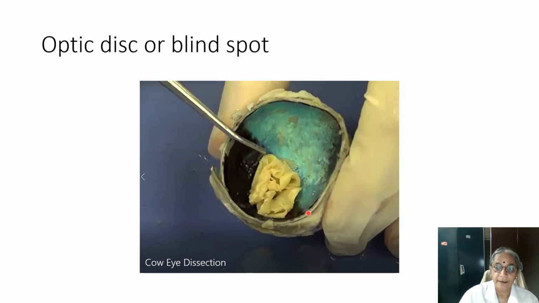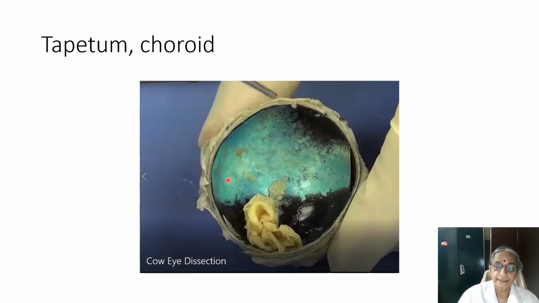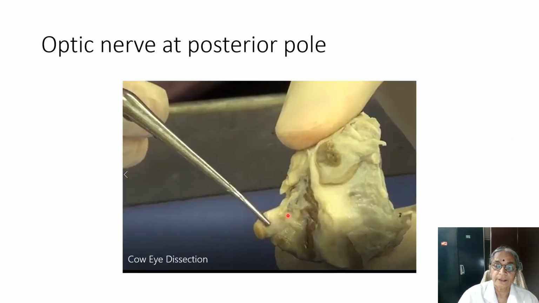Now you are seeing a colored area. This is called the tapetum, which is seen in animals and facilitates night vision for the animals. Then the dark one is the choroid. This is the choroid, and what you have pushed is the retina. So now you can see the tapetum, the retina, and then the choroid. The outer one is the sclera. This is the optic nerve, posterior pole.